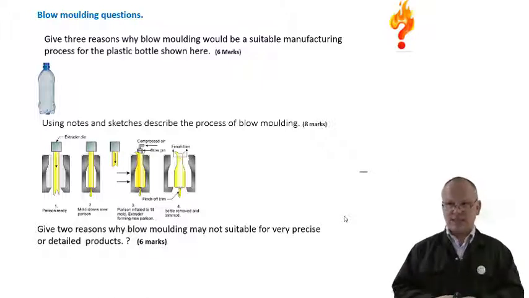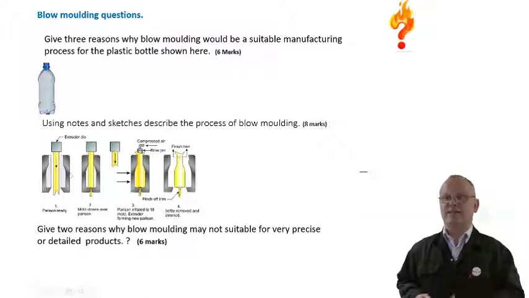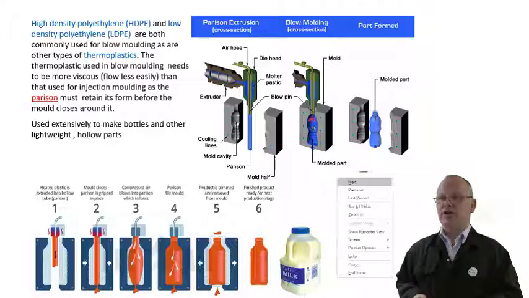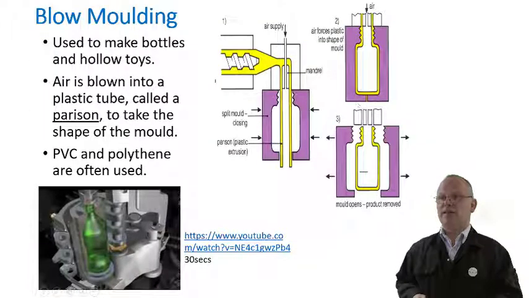Then we've got, using notes and sketches, describe the process of blow moulding. So that's where we go to our diagrams, and you need to have practiced. There's various diagrams. Let's go back to the previous one. Various diagrams that you can use. Okay, that's probably our simplest one.